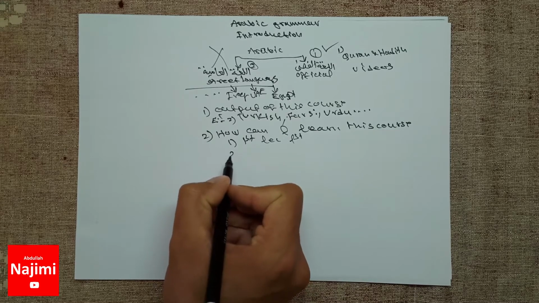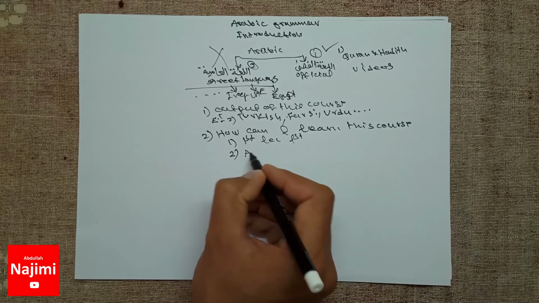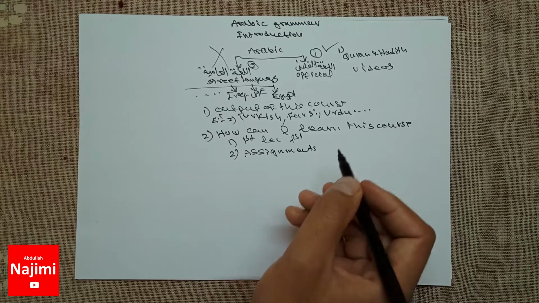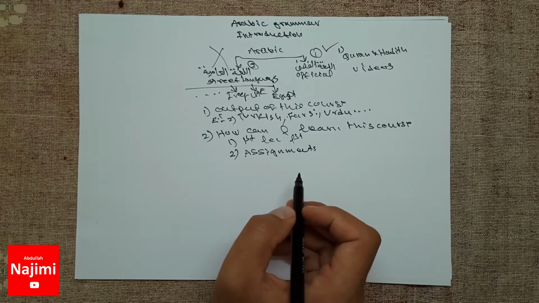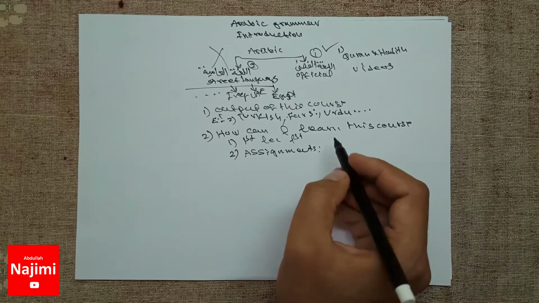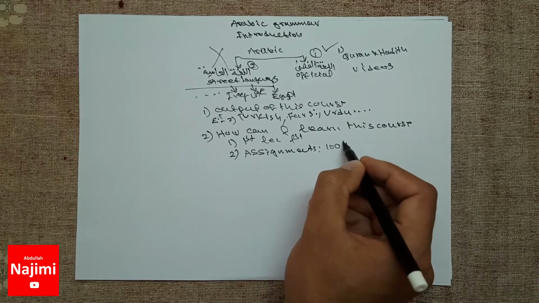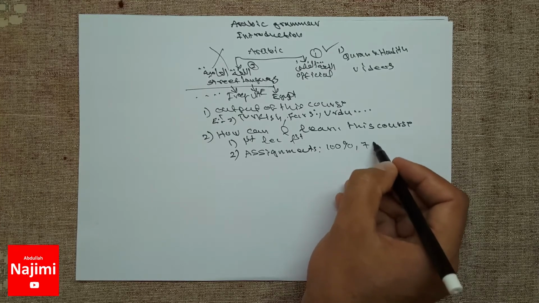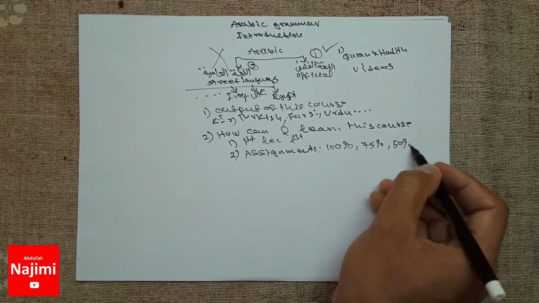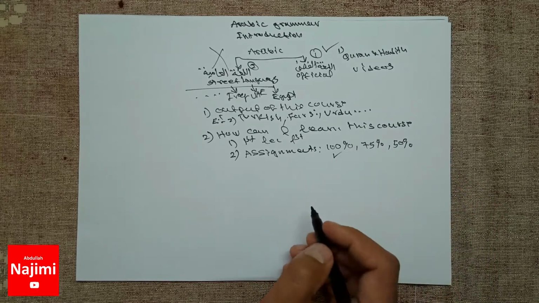So it was the first method, and the second method is assignments. Generally we will have assignments after each class, so please write the assignment. The assignments would be somewhat lengthy. Please write 100% of the assignment, but in case you cannot, there is a 25% option, or a 50% option, but 100% would be preferable.